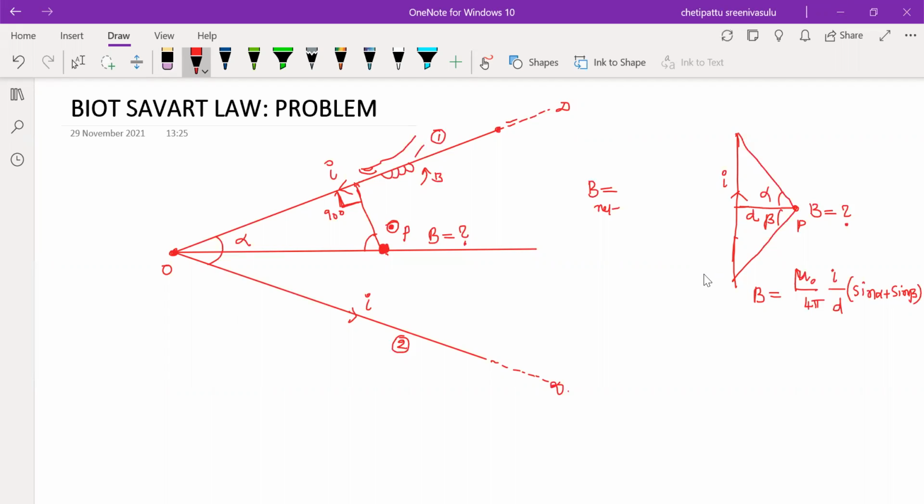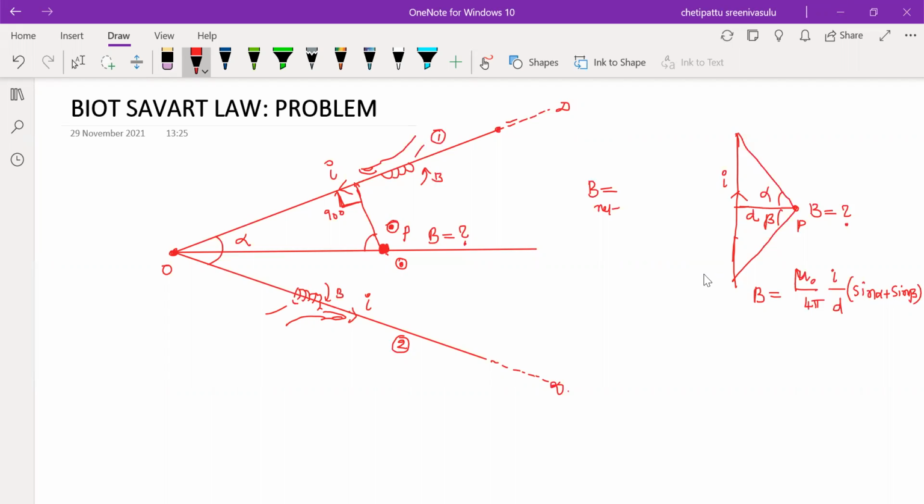In the same manner, take the second conductor. Due to the second conductor, what is the magnetic field? This is the second conductor, and I am stretching my thumb along the direction of the current and curling my fingers. The curling finger direction gives the magnetic field. The magnetic field will be here like this. That means the magnetic field due to the second conductor is also out of the plane.